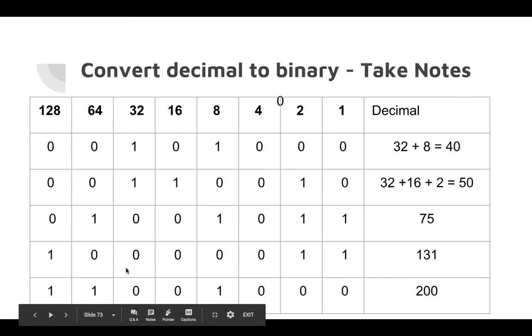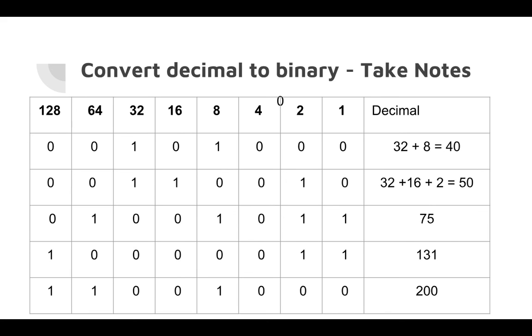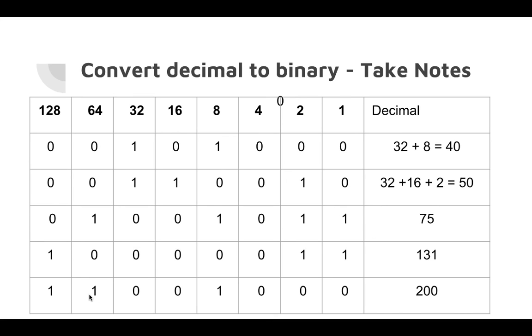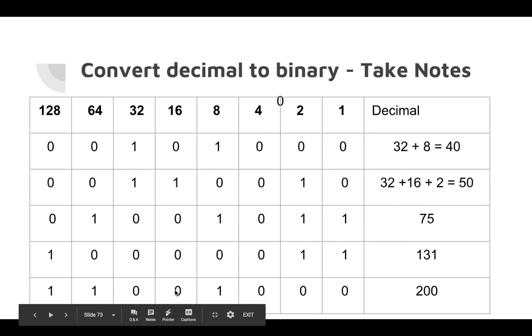And then finally, 200 is another example. I would use 128, then I'd subtract 200 minus 128. And I think that leaves me with 72. And then I would use the 64. After I use the 64, I would say 72 minus 64, and that would be 8. So then I don't need a 32, don't need 16. I'd use the 8, and then I wouldn't have any 1s for the rest of them.